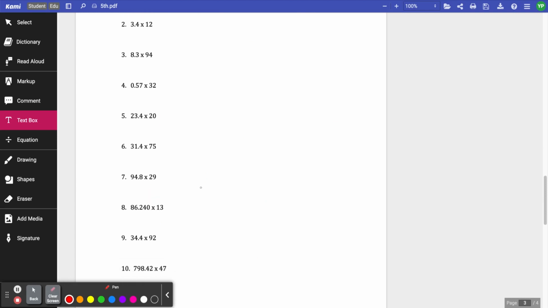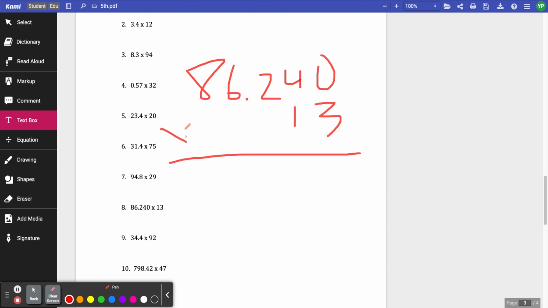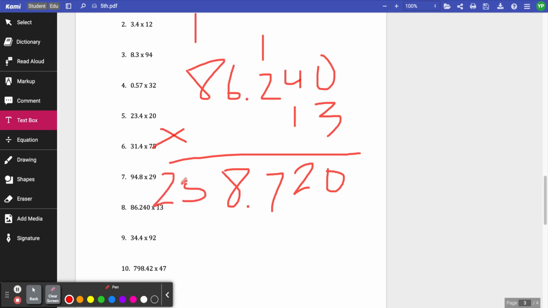And we'll try one more. We'll try number 8. 86.24 times 13. Okay, 3 times 4 is 12. Bring the 1 up. 2 times 3 plus 1 is 7. 6 times 3 is 18. Bring the 1 up here. 3 times 8 plus 1 is going to be 25. And then you put the 0 here as a placeholder.